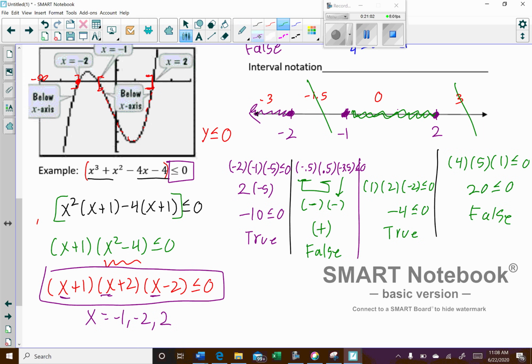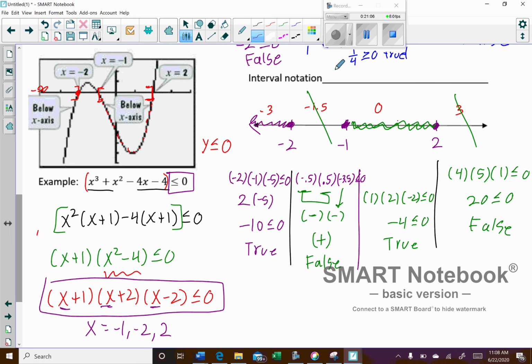So the way we're going to write our solution set is we're going to go from negative infinity to negative 2, and then union negative 1 to positive 2. And that's our solution set there.